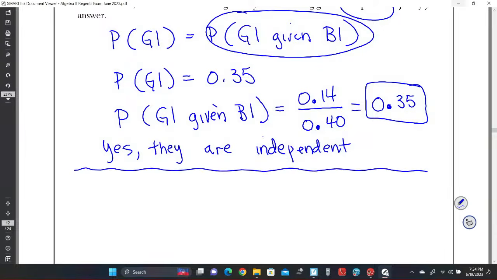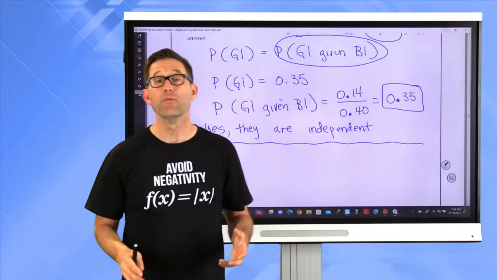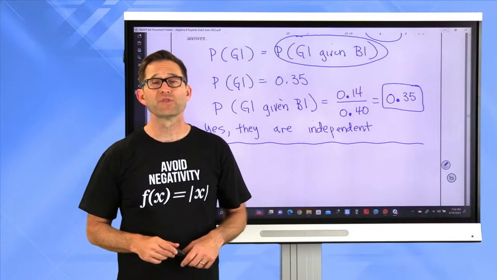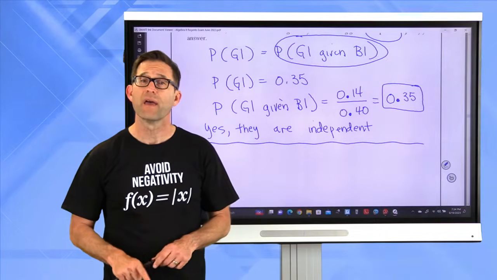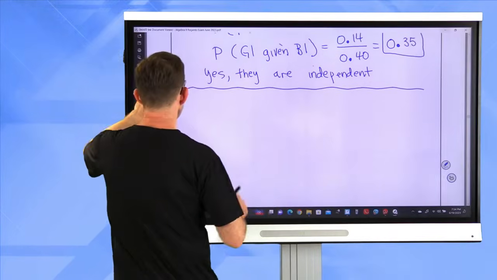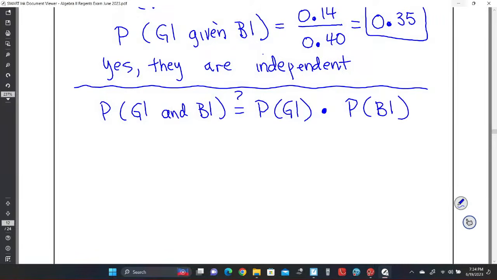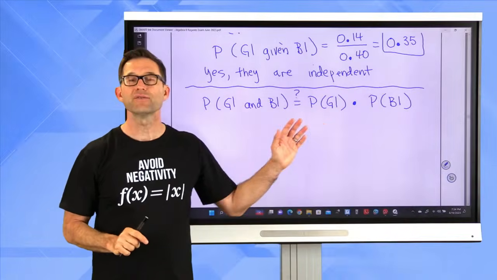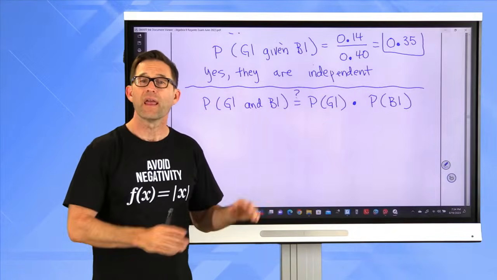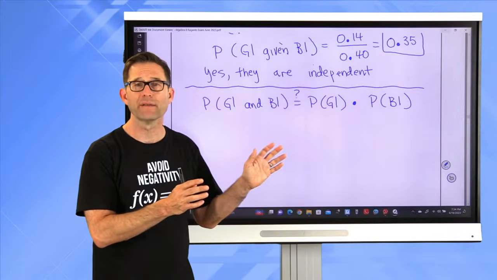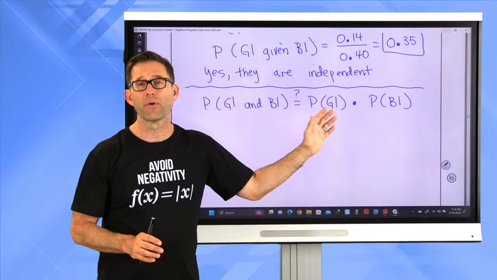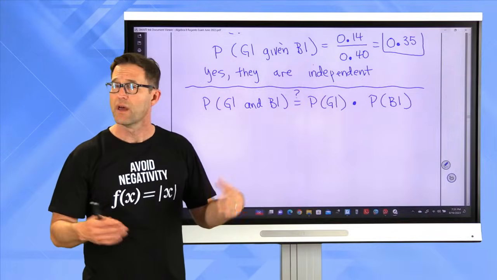Now, I do want to look at this one other way. There's something else that you should have learned, called the product test for independence. It asks: is the probability that I have glasses and blue eyes equal to the probability of having glasses times the probability of having blue eyes? If this is true, then the events are independent.